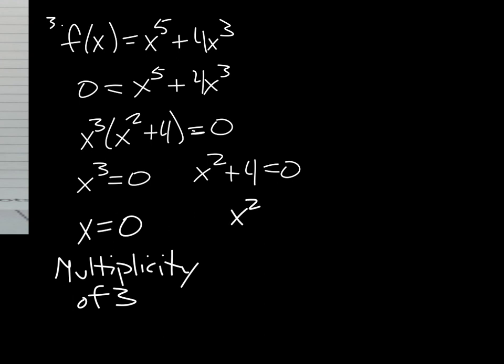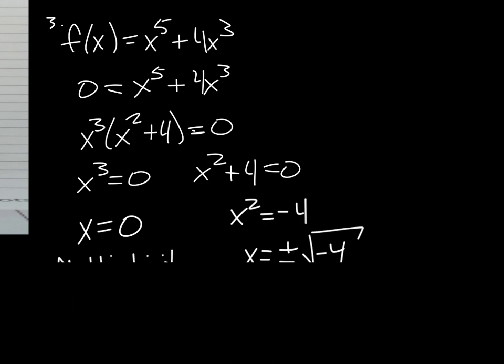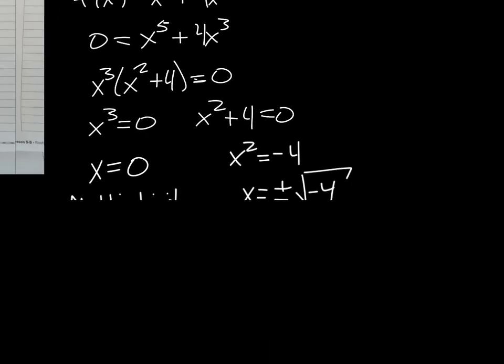Subtract 4, so then we got x squared equals negative 4. Square root, when you take a square root, you better get a positive and a negative. Now what? What happens with the square root of a negative? And then what's the square root of 4? So then we got 2 solutions there, right?